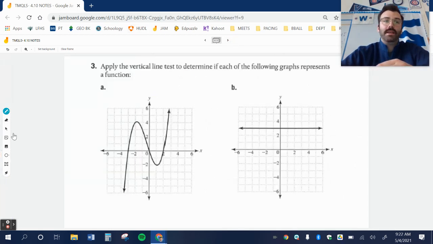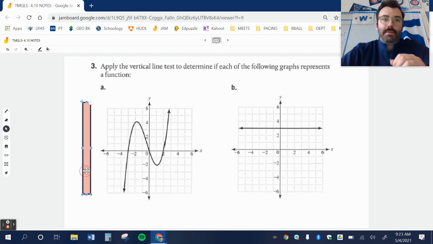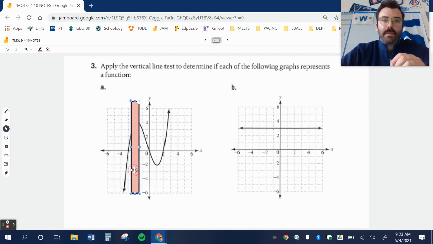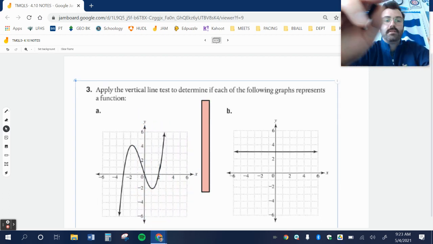So again, I'm going to take my pencil. I wonder if I can create something here. Give me 1 second. We'll do our best here. So imagine that's a pencil, okay? So I'm going to take my pencil and run it across my graph. This graph is only hitting my pencil just once, so this would be a yes.